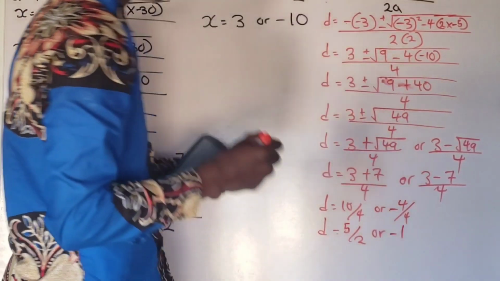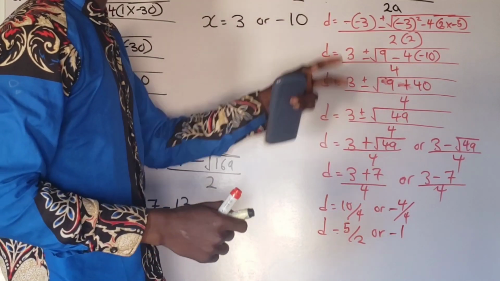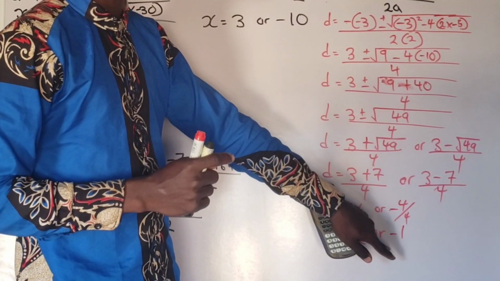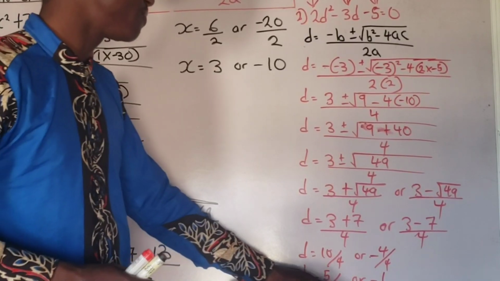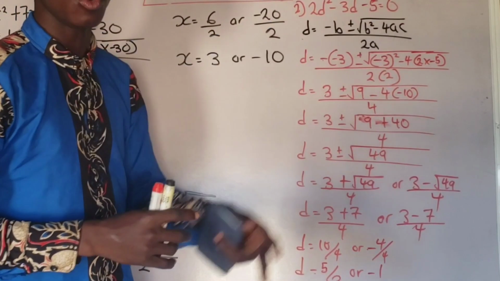So the value of d that makes the quadratic equation 2d squared minus 3d minus 5 equals 0 is d equals 5 over 2 or negative 1. If you plug in these values in this quadratic equation, you are still going to arrive at 0.